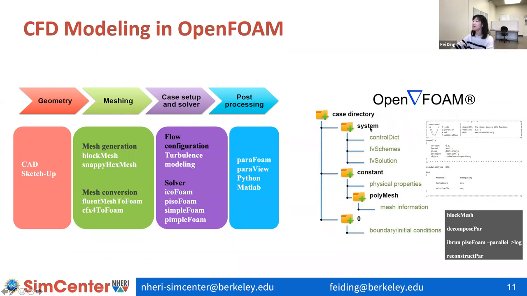For example, the system directory contains your runtime control and the solver numerics. The constant directory, under your case directory, contains your physical properties, turbulence properties, and your mesh generation. And the zero directory contains your boundary and initial conditions.